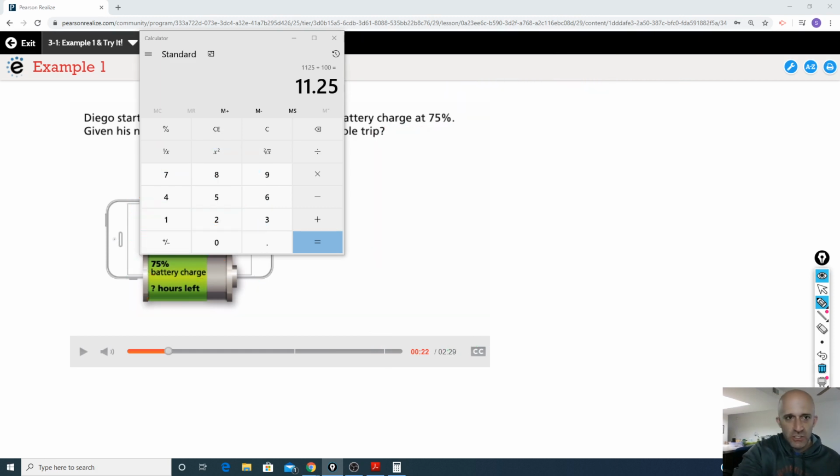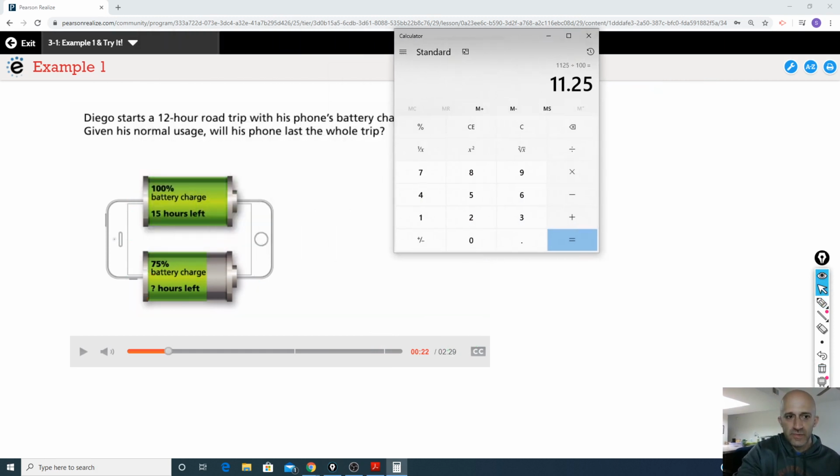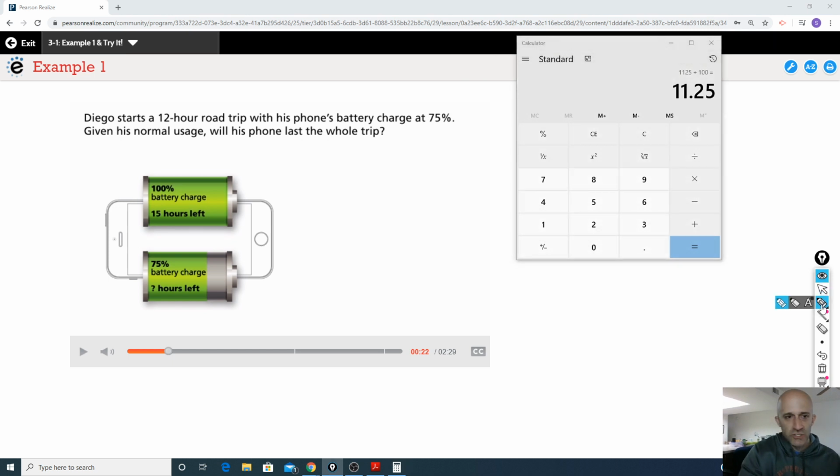So to go back to the initial question: given his normal usage, will his phone last the whole trip? The answer is no, it won't. It'll run out about 45 minutes before he's supposed to get there. He'll have a dead battery. Sucks for him.